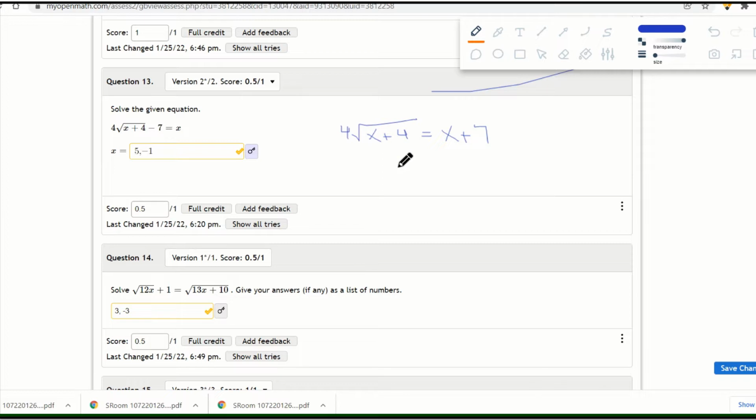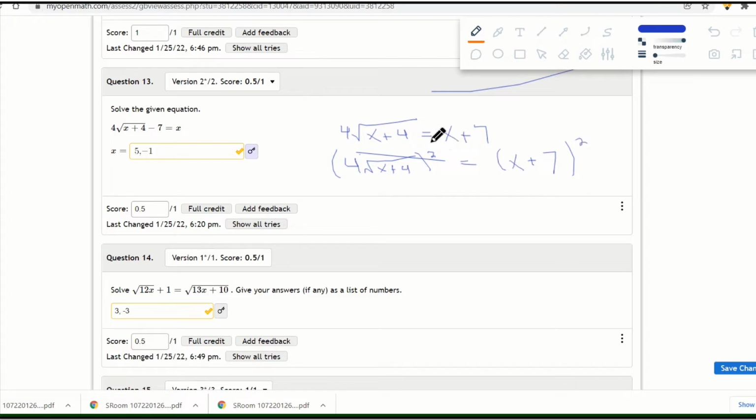All right, now we can raise both sides to the second power to help us get rid of this radical. So we're going to raise both sides to the second power. So we'll square this side. Oops, sorry, that's my little writing tool that did that. That is not supposed to be there.